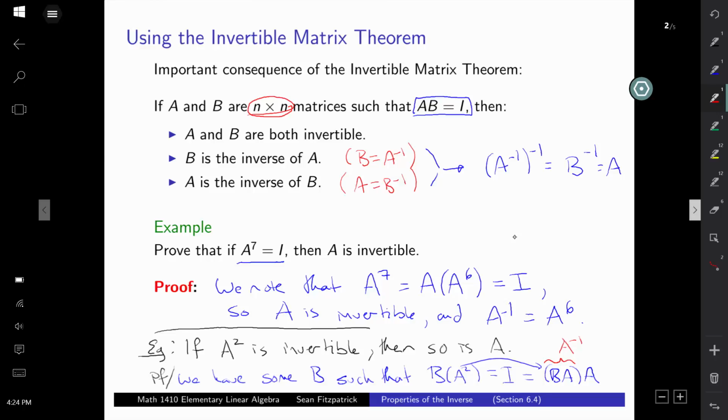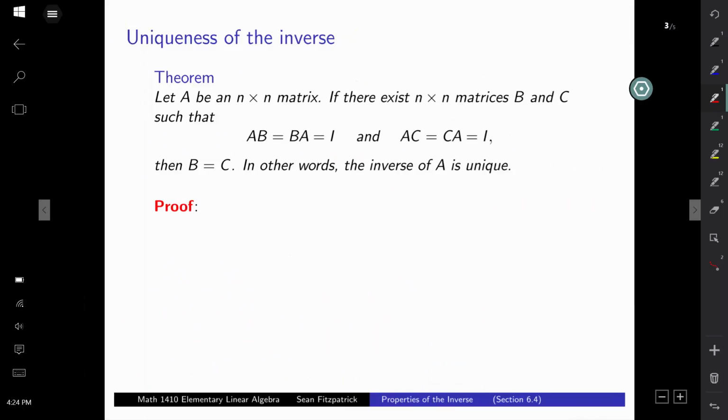Okay, let's come up with some general arguments. First of all, we'll prove that the inverse is unique, right?